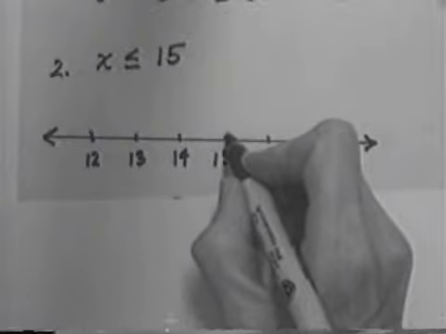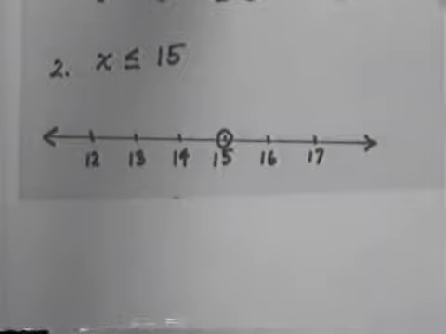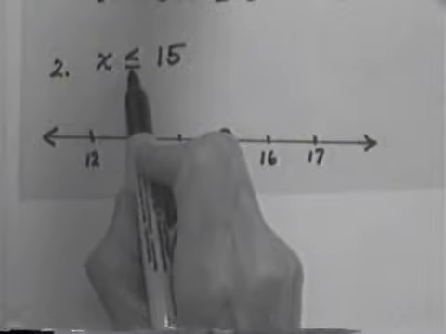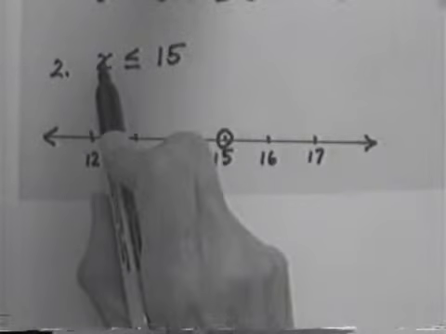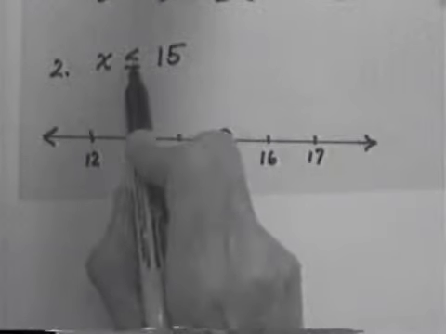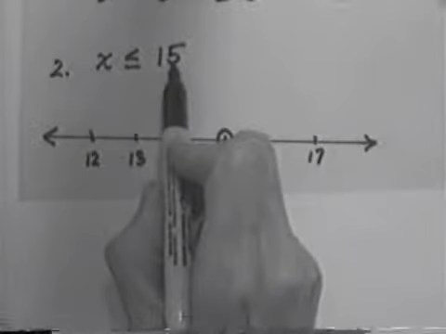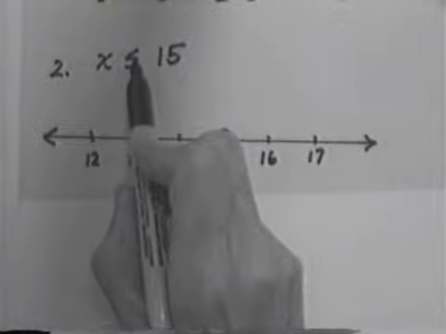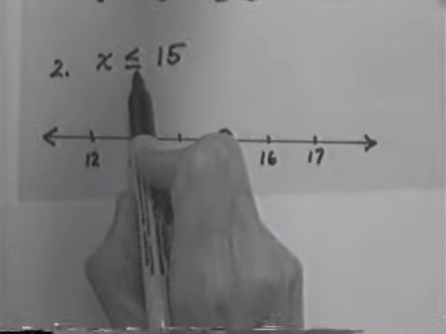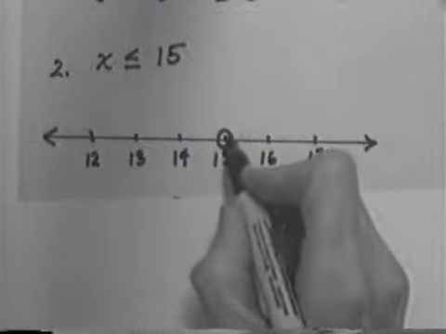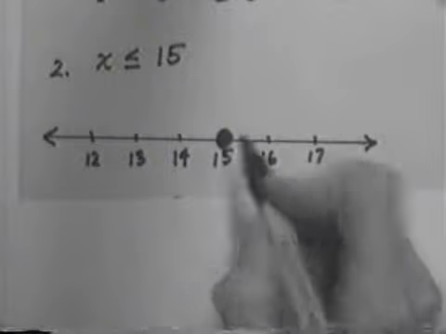15 is the boundary number, and so I circle that boundary number point. Is 15 included in the solution? It says less than or equal. If I fill in 15, 15 is less than or equal to 15. Yes, 15 is equal to 15, and so it fits the either less than or equal to condition. That means I do fill in 15.